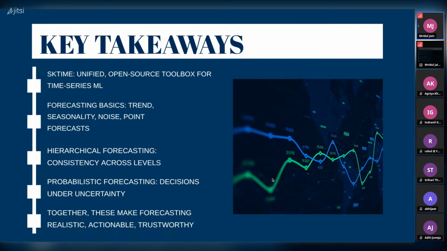with a company. You need to have some kind of range, some kind of prediction range, so that you can tune your budget, or you can tune your resources according to that, and you can smartly plan for the future. So that helps you take decisions and be aware of the uncertainty that might arise in the future. And lastly, together these make forecasting realistic, actionable, and trustworthy.